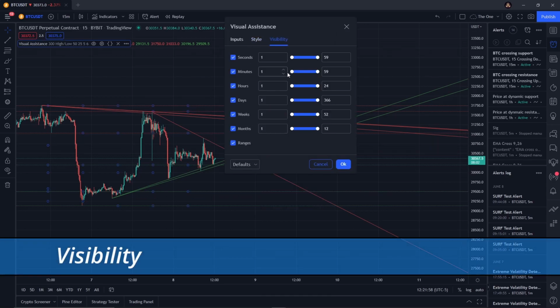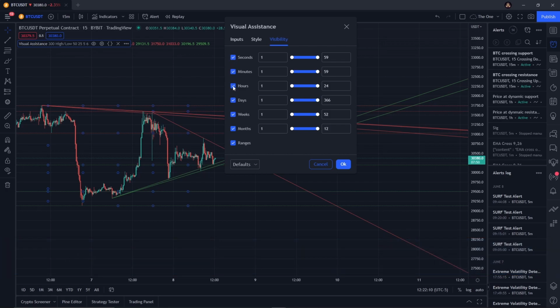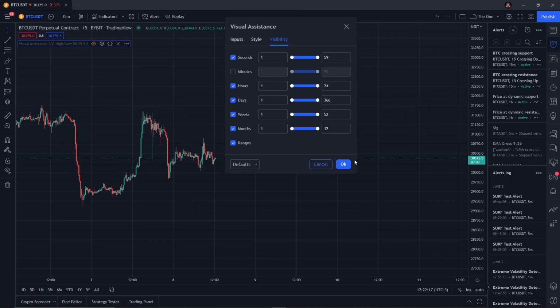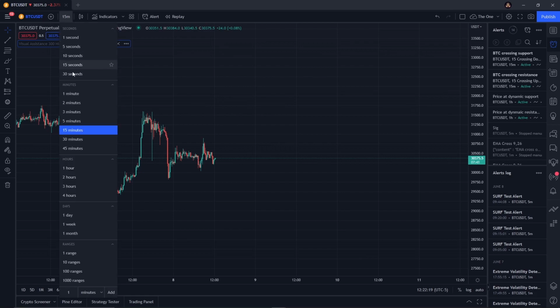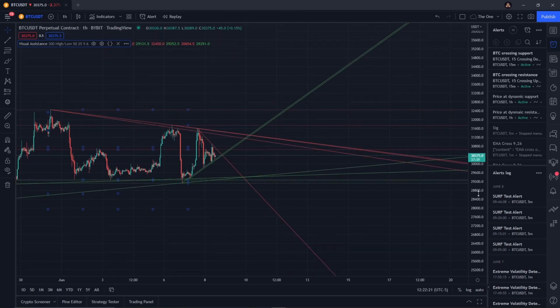Moving forward into visibility, this will allow the chart to work on different time frames. If you don't have a box selected, it won't be available on that time frame. So since we're looking at the minutes, let's just go ahead and uncheck the minutes. Now we can see it disappears. And if I go up to the 1 hour time frame, it's going to be there.